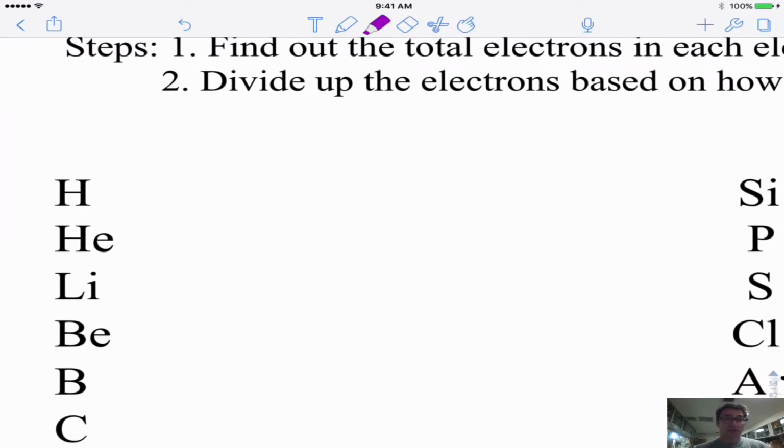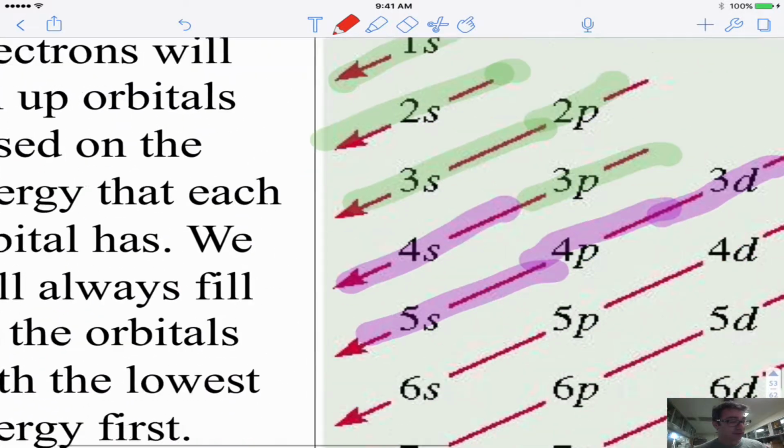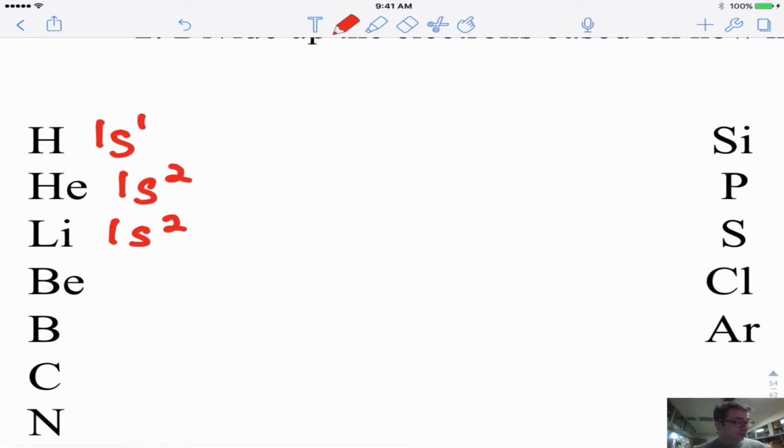Hydrogen has 1 electron. So the first orbital to fill up is 1s, and we'll put a 1 there to show that there's 1 electron. Helium has 2 electrons. Both can fit into the 1s, so that'll be 1s2. Lithium is 1s2, and now that is completely filled. If we go back to the diagonal rule, the next one to fill up is 2s, and so now we'll have 2s1, that's 3 electrons.